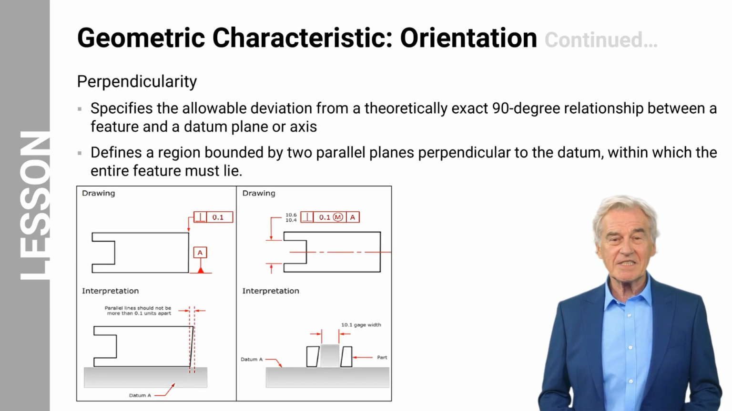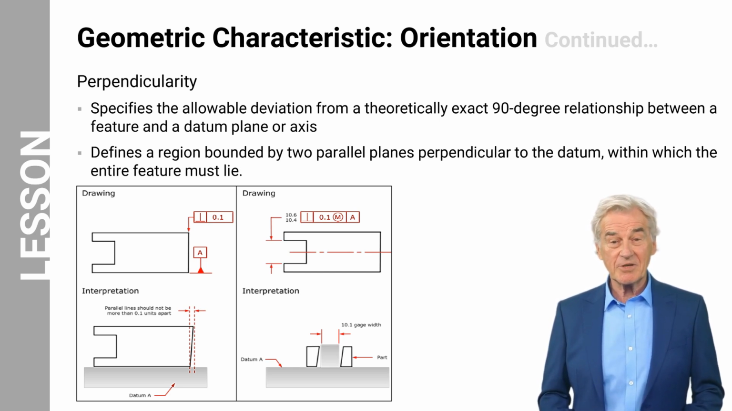Perpendicularity is the next characteristic of the orientation type of tolerances. Perpendicularity specifies the allowable deviation from a theoretically exact 90-degree relationship between a feature and a datum plane or axis. It defines a tolerance zone bounded by two parallel planes perpendicular to the datum, within which the entire feature must lie. This control ensures that surfaces, axes, or other elements maintain a right-angle orientation within specified limits.